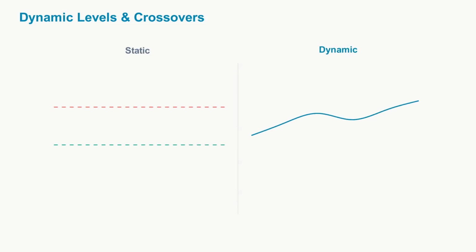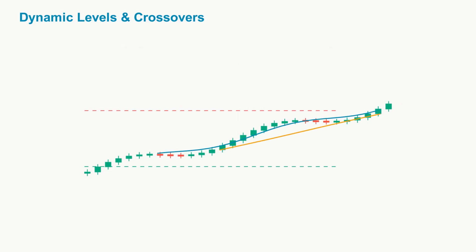Horizontal levels tell you where prior battles happened. Moving averages tell you where current momentum is anchored. Use both static levels plus dynamic levels. That's how experienced chartists see a market.